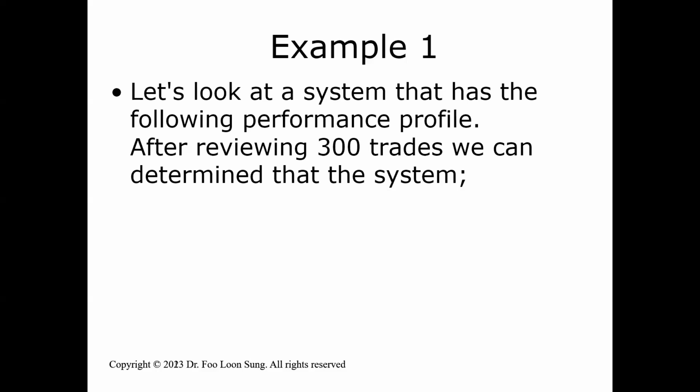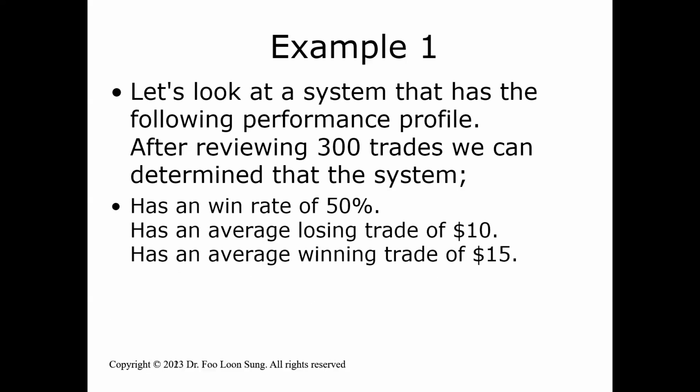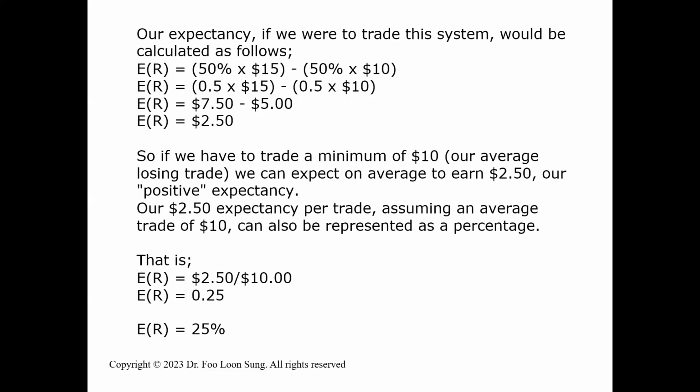Now here's a very good example of expectancy. You have 300 trades, your win rate is 50%, your loss rate is of course 50%, average dollar win $15, average loss is $10. So using the formula, you get a 25% expectancy, which is good because it's positive.